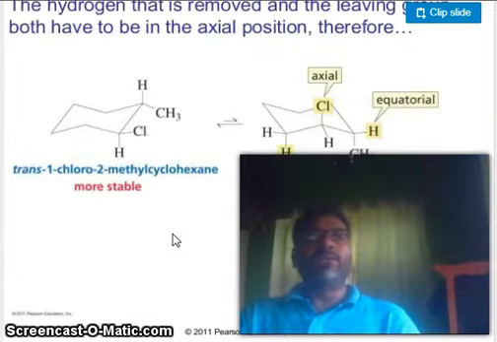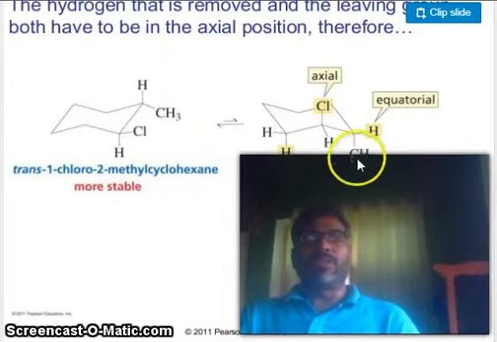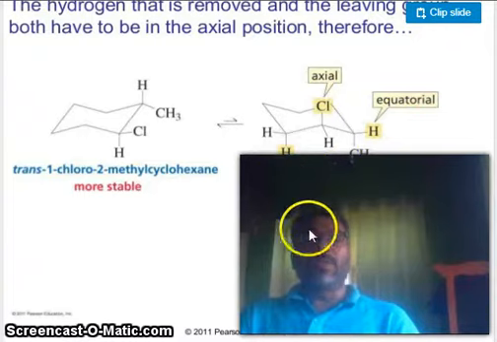Now the hydrogen that is removed and the leaving group both have to be in axial positions. Therefore, you see Cl and CH3 equatorial is more stable than CH3 and Cl axial. This is axial, so less stable. It undergoes the E2 reaction. You see the formation of these products.